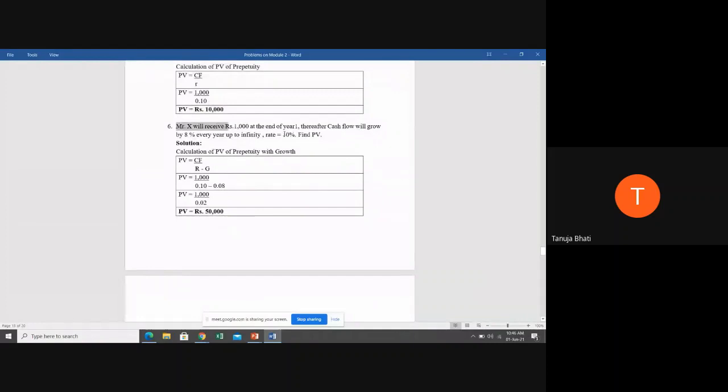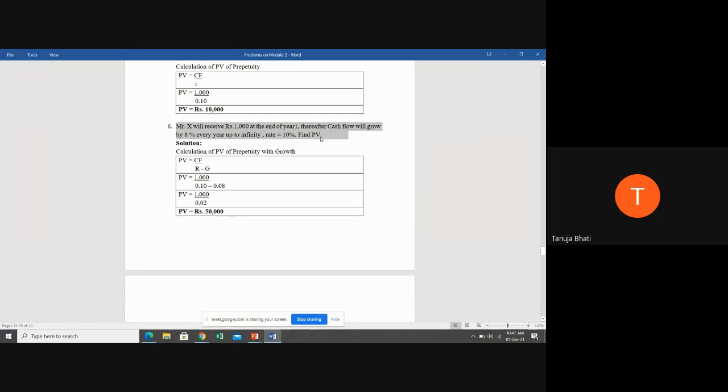Mr. X will receive 1000 at the end of year 1. Thereafter, cash flow will grow by 8% every year up to infinity. Rate is 10%, find present value. Students, from the end of 1 year, he will keep receiving 1000 rupees, and this 1000 rupees will grow every year by 8% growth rate. Rate is 10%, but he will receive this cash flow up to infinity.